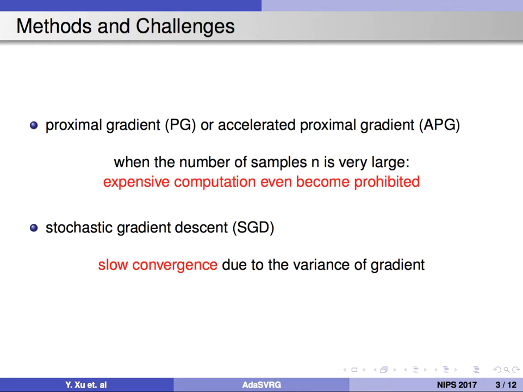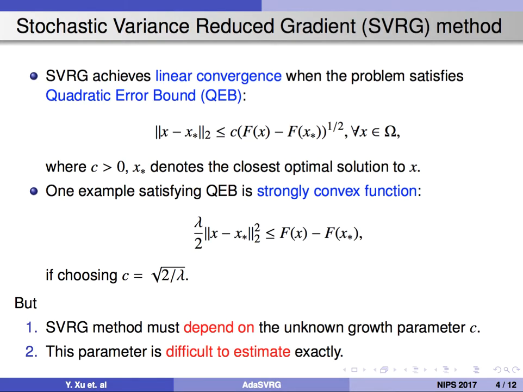Several methods have been developed for solving this problem, for example, PG and APG, but when the sample size is large, it may lead to expensive computation and even become prohibitive. Another method is SGD, but it converges slowly because of the variance of the gradient. Then SVRG was proposed for solving that finite sum problem.